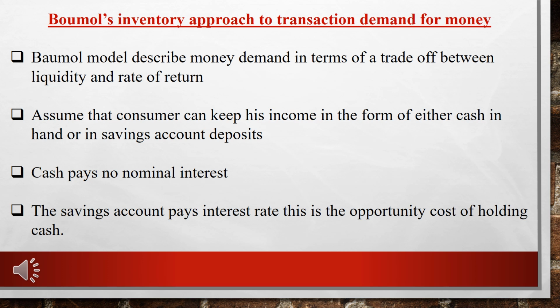Baumol's inventory approach to transaction demand for money. Baumol's model describes money demand in terms of trade-off between liquidity and rate of return. Baumol assumed that the consumer keeps his income in the form of either cash in hand or savings account deposit. Cash pays no nominal interest. Savings account pays interest, which is the opportunity cost of holding cash.